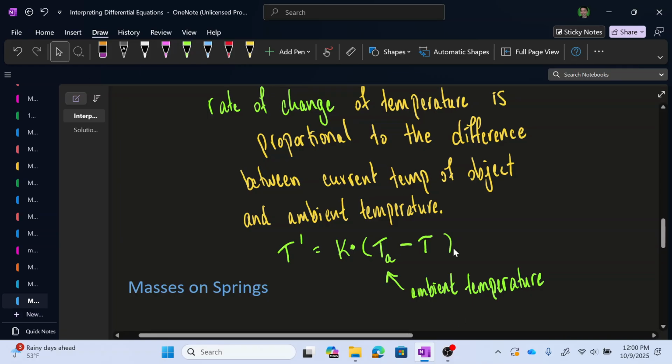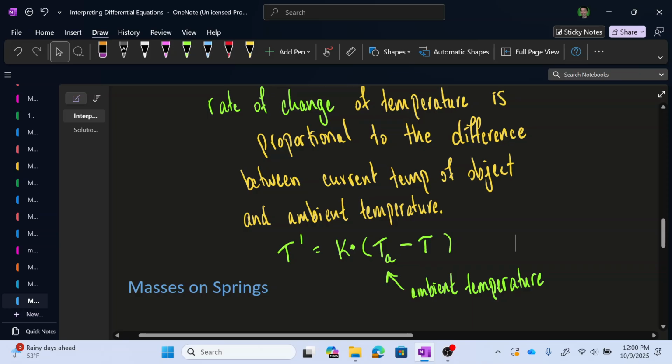So here we can see if the temperature of the object is larger than the temperature of the room, if the object is hotter than the room, then when we subtract, this quantity is going to become negative. So our T prime, our rate of change, our derivative is going to be negative. And so the object will cool down in this case. Whereas if the object is colder than the room, and if the room is hotter than the object, this difference will be positive, so T prime will be positive as well.